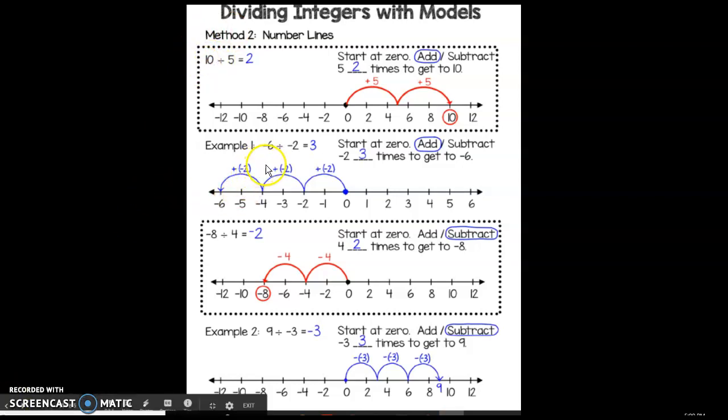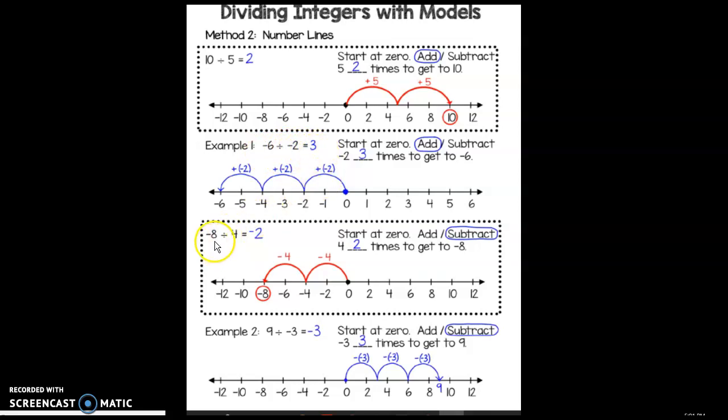Alrighty, so our next example says negative 6 divided by negative 2, which equals positive 3. Start at 0, and we want to add negative 2 3 times to get to negative 6. So we start at 0, and we move to the left 1, 2, 3 times, every time stopping at negative 2, then negative 4, then negative 6. And so we know that negative 6 is our total, and that's what we want to stop on. But we actually want to move 3 times. So pretty much the number of moves is going to be your answer. So negative 6 divided by negative 2 is positive 3.